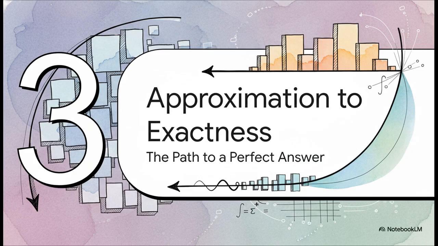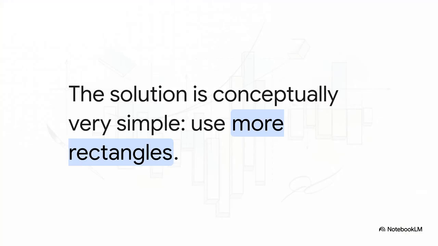This all leads us to the most important question, really. We've got an overestimate and an underestimate. So how do we close that gap? How do we go from a rough guess to a perfect, exact answer? Well, the solution is actually pretty simple in concept. We just use more rectangles. I mean, if 4 gives us that big of an error, imagine using 40 or 400. As we pack more and more rectangles in there, they get skinnier and skinnier, and that gap between our high and low estimates just shrinks, getting us closer and closer to that true area.